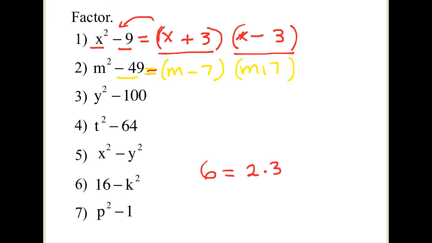I generally try and put my positive first and my negative second. The value is still the same. It would be correct either way, but if I have more factoring to do, I want more factoring in that direction. So that usually comes when I'm left with another negative. So pause the recording and factor number 3 through 7.